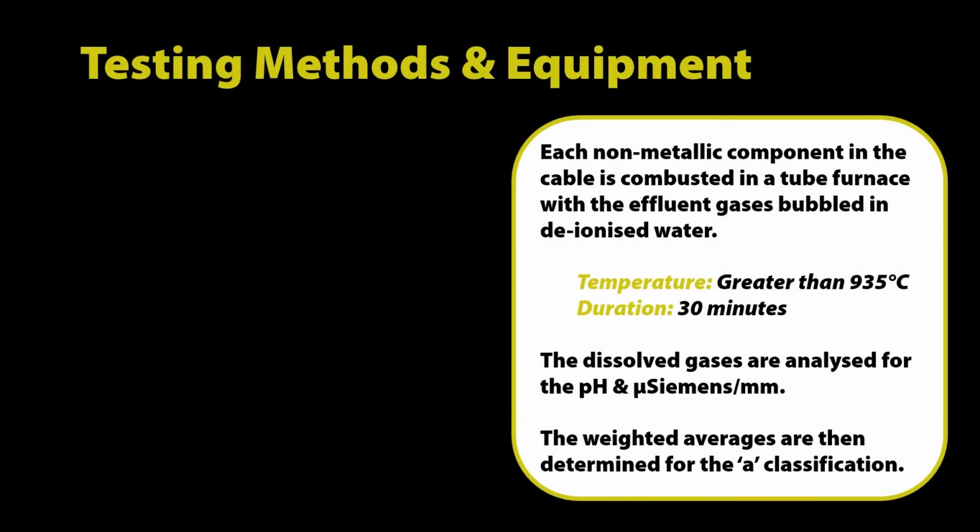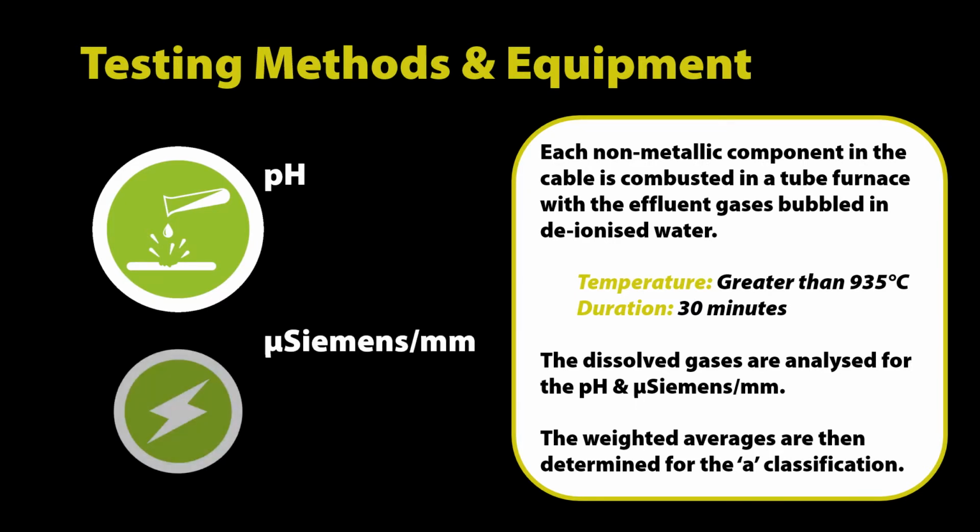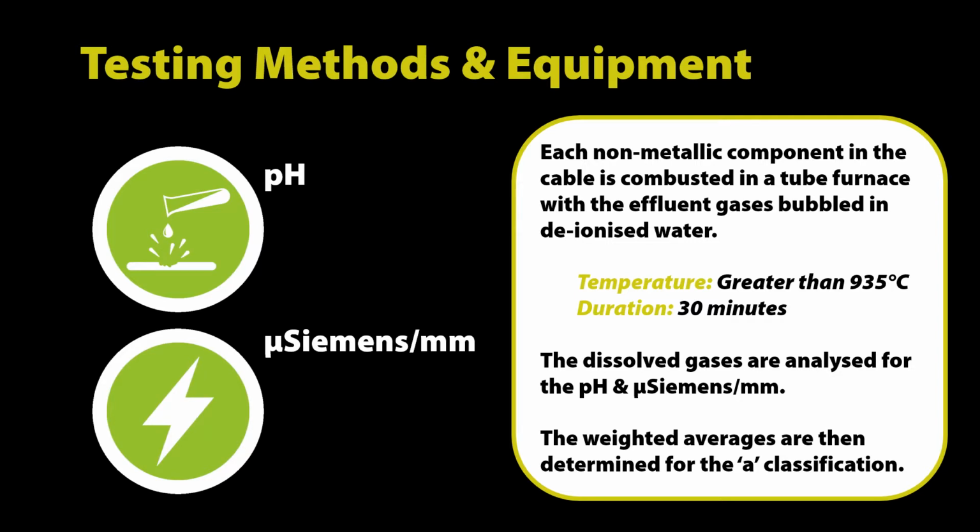This slide describes the test methods and equipment used to look at two important elements, which are acidity or corrosiveness of the gas by way of a pH measurement, and the conductivity, which is the ability of the dissolved solution to conduct electricity. Conductivity is also directly linked to the total dissolved solids in the solution and is expressed as microsiemens per millimeter.